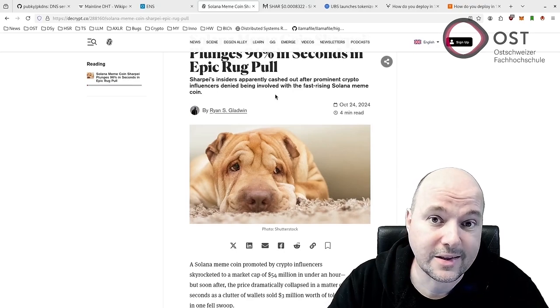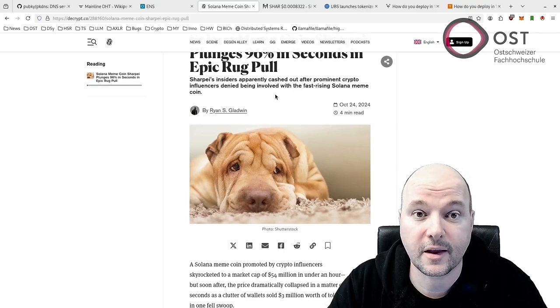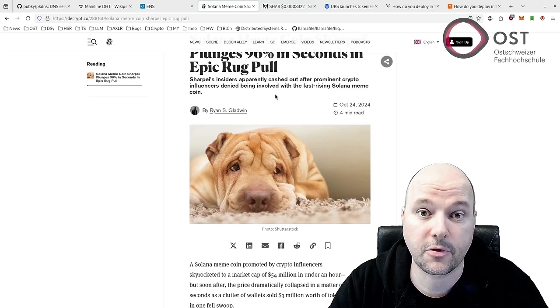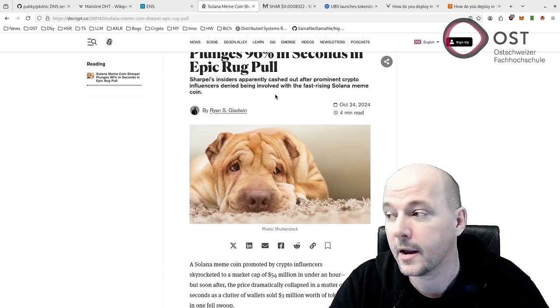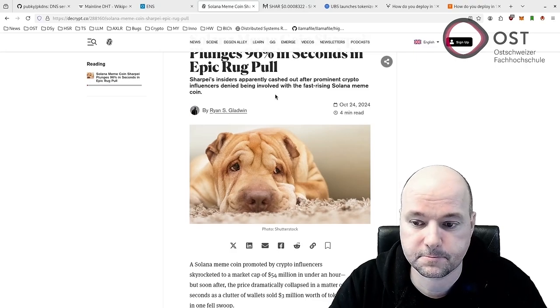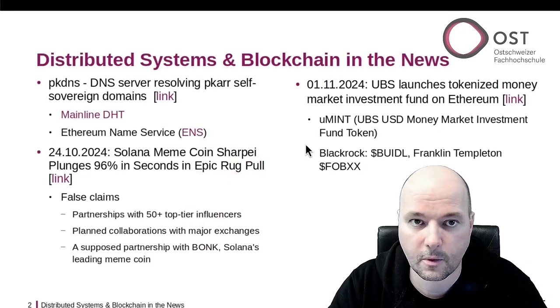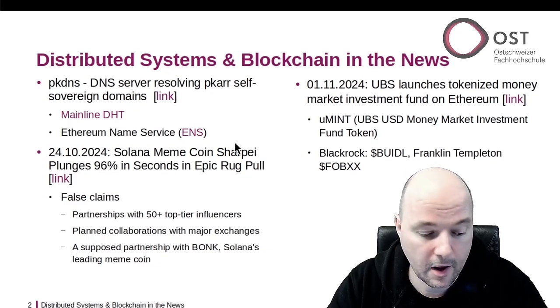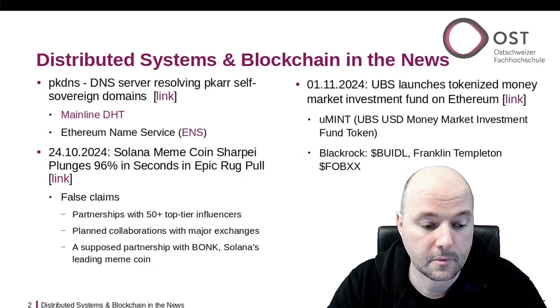The Sharpei incident serves as a reminder that in the wild world of crypto meme coins, if something seems too good to be true, it probably is. The next article is about UBS.